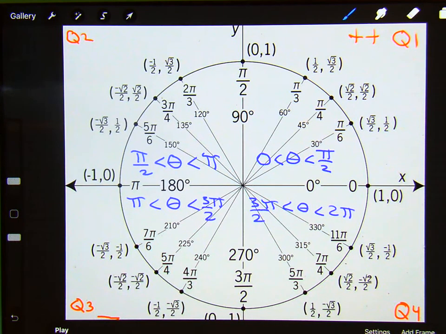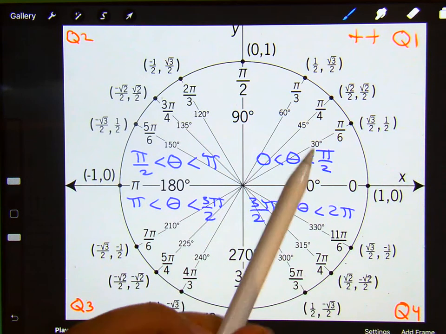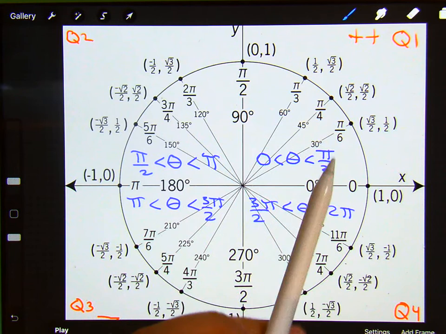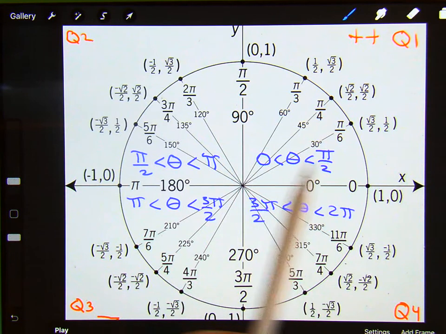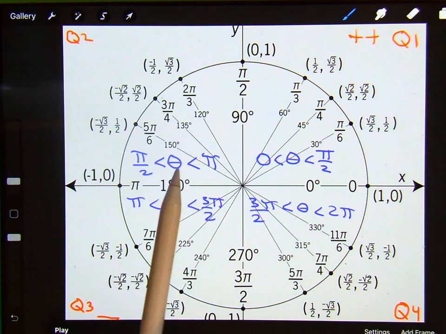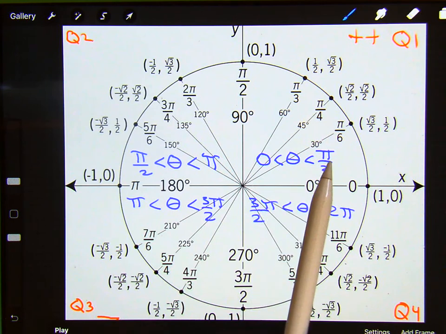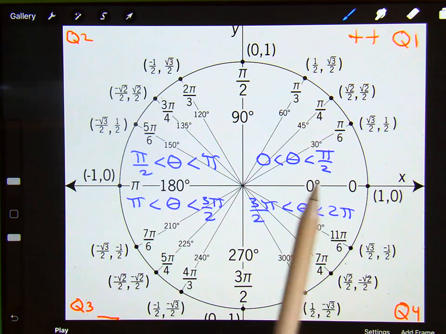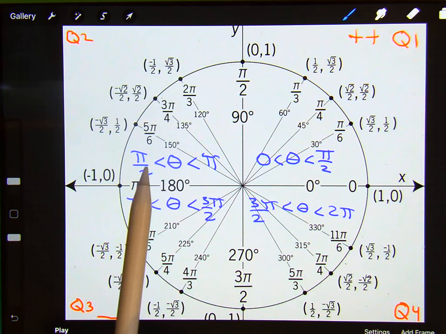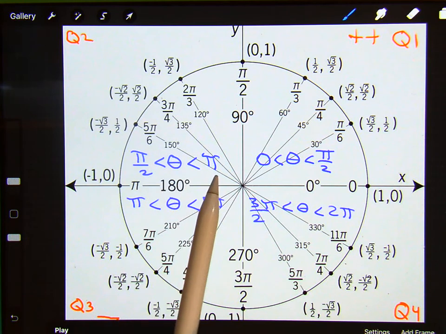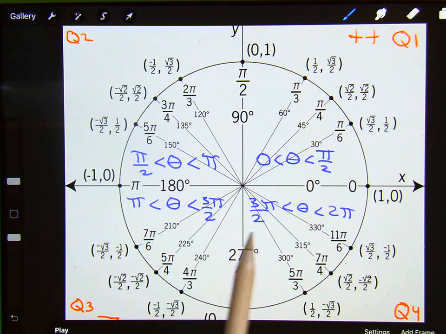So one other component that we need to be able to make a connection to before we move on to the algebraic component is this concept here of the range. You're going to see things that say given 0 less than theta, which is less than pi over 2, or you might see something that says pi over 2 less than theta less than pi, etc., or some weird combination thereof.